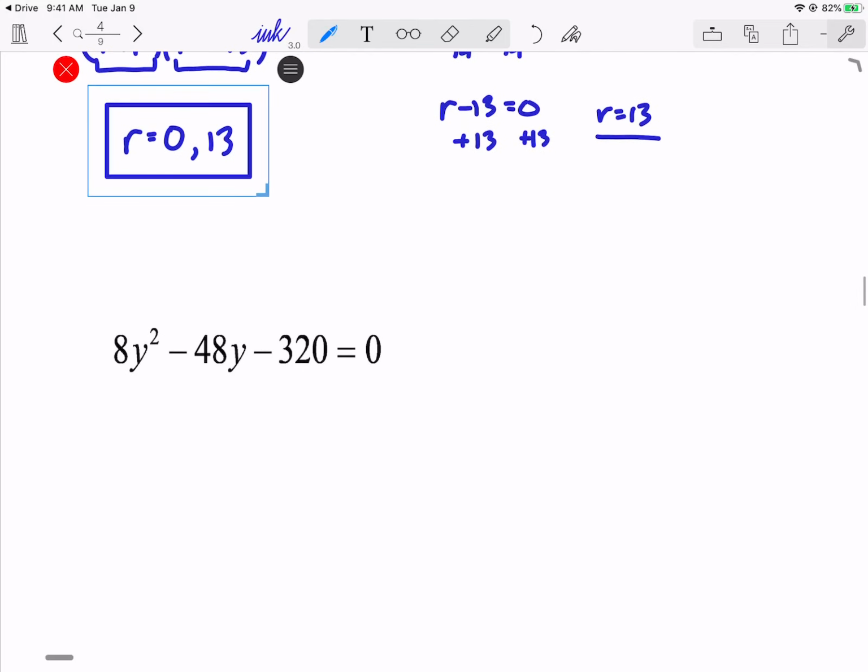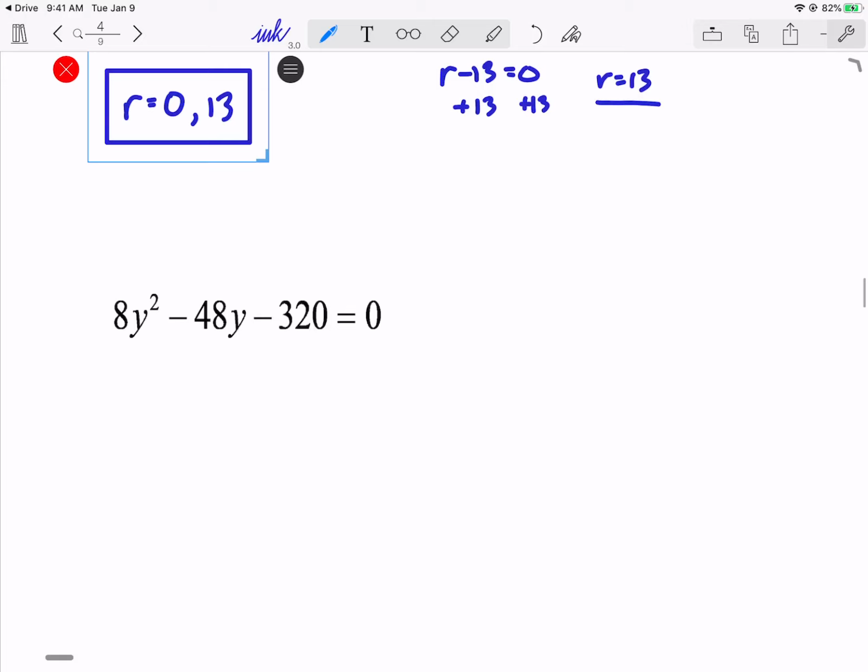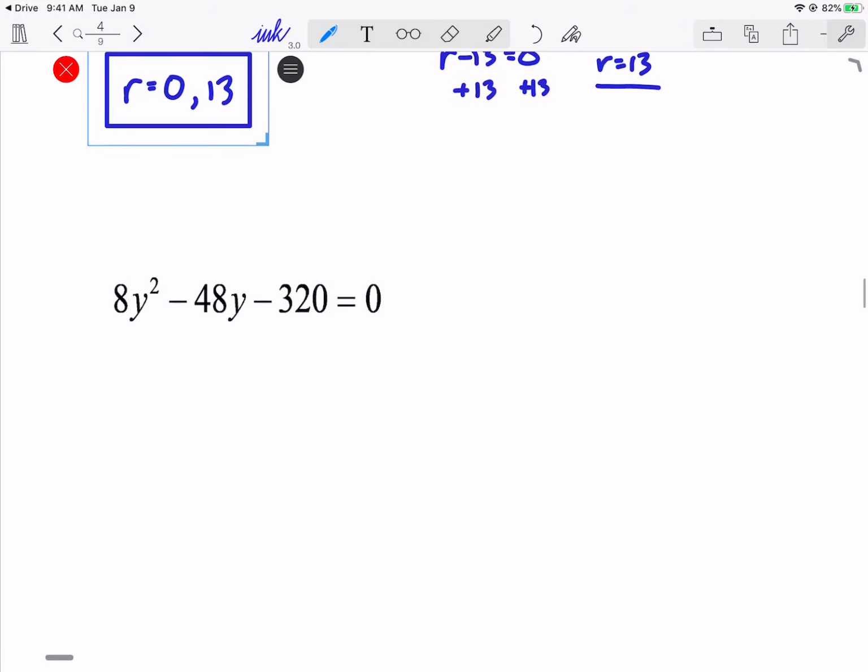Looks a little messier. Numbers are a little bit more going on. We got 3 terms now. This is a quadratic trinomial, which you're used to seeing when you factor. So the first thing I notice is that I've got a GCF of 8. So I'm going to factor out 8. So I get y squared minus 6y minus 40 equals 0.